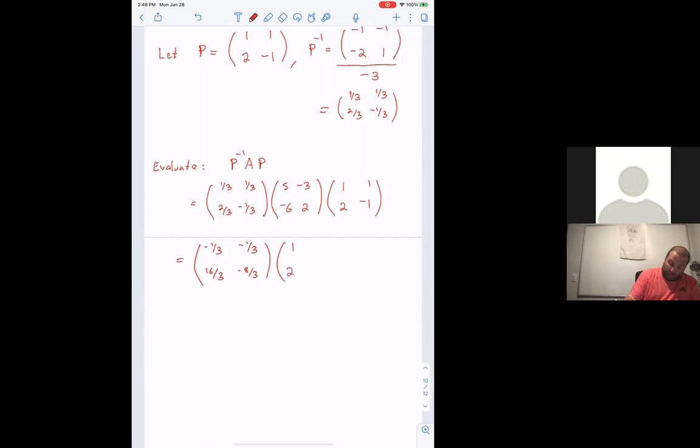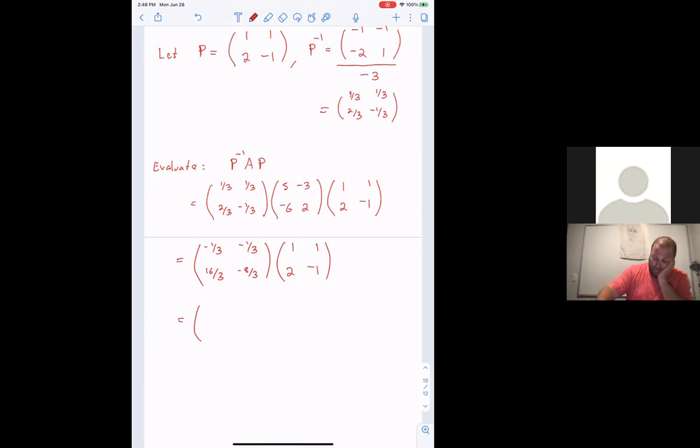And then 1, 2, 1, negative 1. So I get negative 1/3. Uh-oh, did I make a mistake? I might have made a mistake. Let's do the math again. 5/3 minus 6/3 is negative 1/3. Negative 3/3 plus 2/3 is negative 1/3. 10/3 plus 6/3 is 16/3, and negative 6... no, it should be good. So what am I getting here?